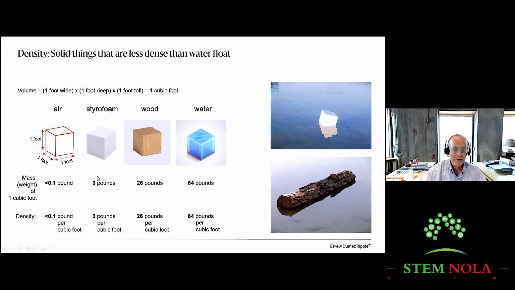Styrofoam at 3 pounds per cubic foot is a lot lower density than water, so it'll float. In fact, it mostly floats above water. On the other hand, wood is 26 pounds per cubic foot. It's about half the density of water, so a log you'll see floating in the water will typically be about half submerged. An iceberg, right? Ice is just a little bit less dense than water, about 10% less dense. So that's the source of the idea that with an iceberg, you only see the 10% above the water that's floating, and there's this huge thing lurking below the water.